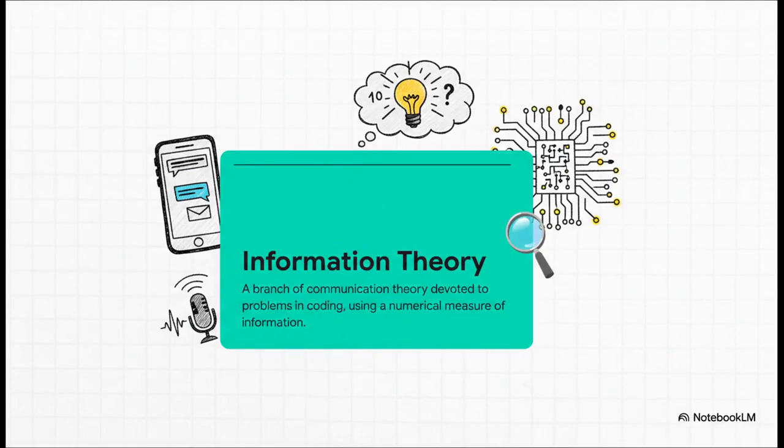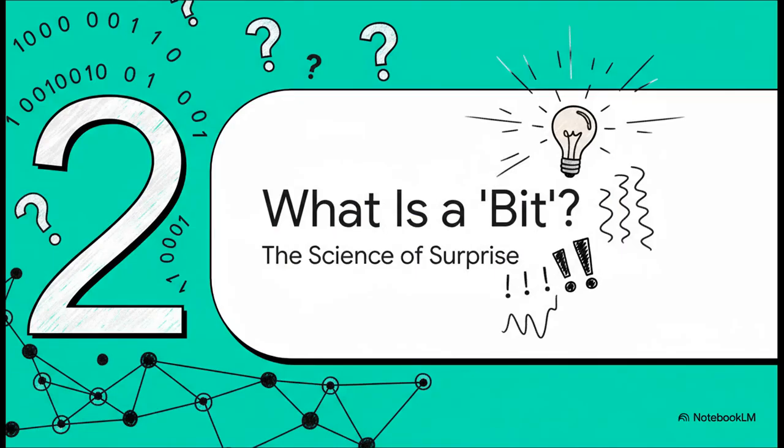So what is information theory, really? Well, at its heart, it's this radical idea that we can assign a precise number to the amount of information we get when we learn something new. It's a way to measure the unmeasurable, turning everything from a text message to a radio wave into pure, hard data.